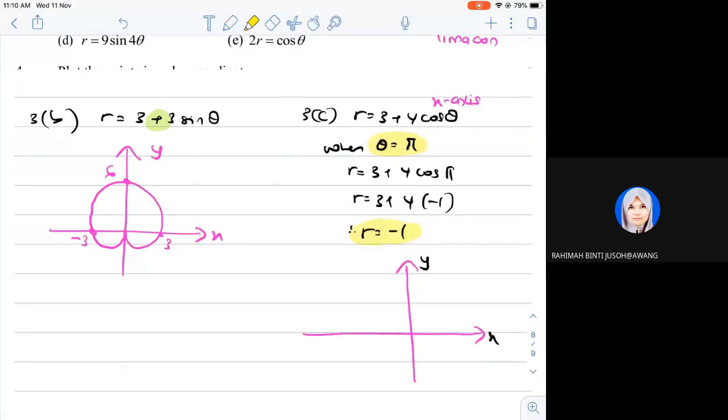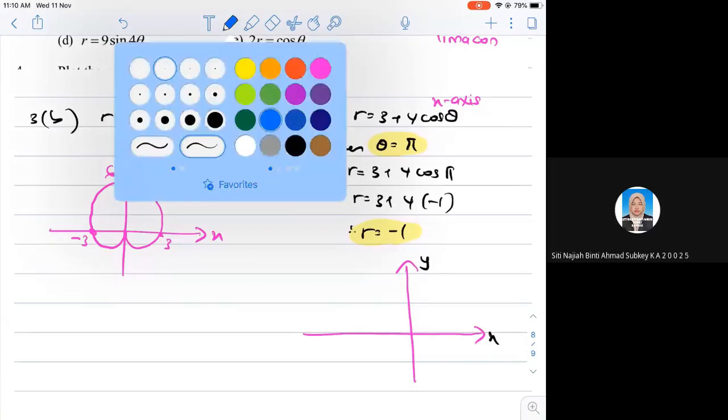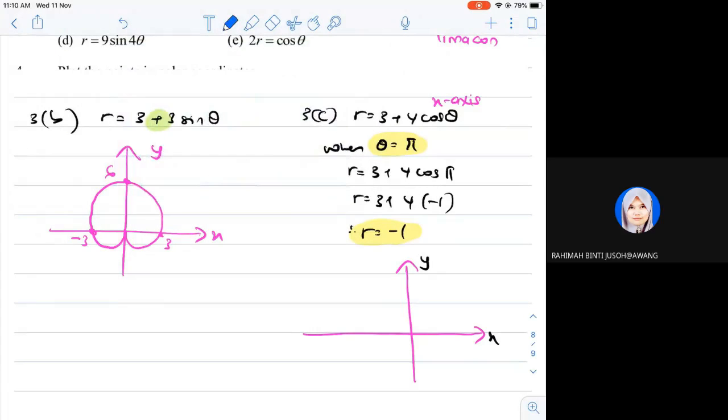What happened when radius negative? Okay, reflect. So, yes, well done, reflect. Okay, theta equals to pi. Should be kat sini kan, negative 1. But now we have to reflect. Okay, so kita kena reflect. Negative 1 ni you kena reflect kat sini. So position R negative 1 ni sebenarnya kat sini. Okay, yang belah dalam ni.